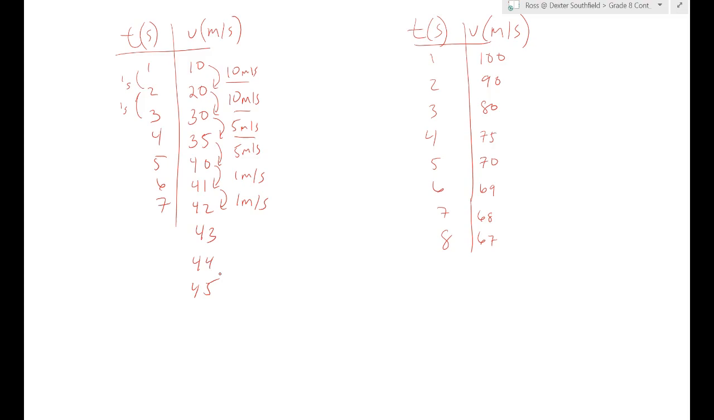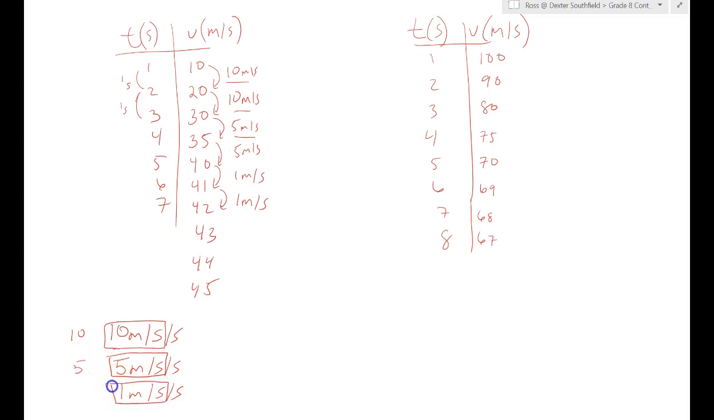So what we see here is that you started out accelerating at 10 meters per second. Then you were accelerating at 5 meters per second, and then at 1 meter per second. In each of these 3 instances, you're accelerating. Your speed is getting bigger. What's different is that here, you're going up by jumps of 10. Here, you're going up by jumps of 5.